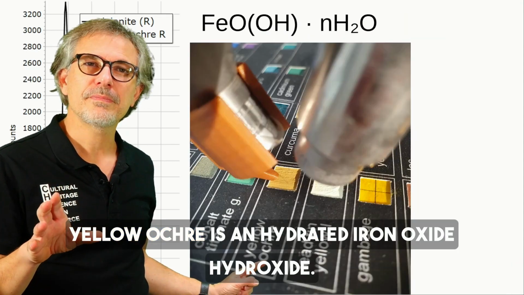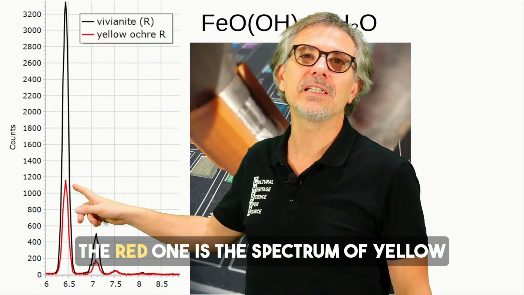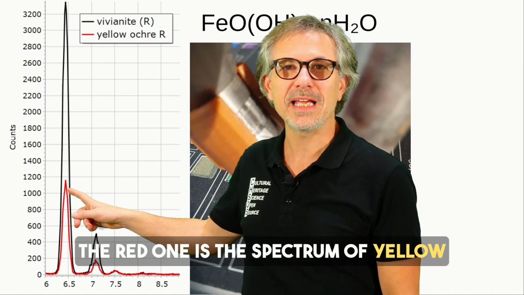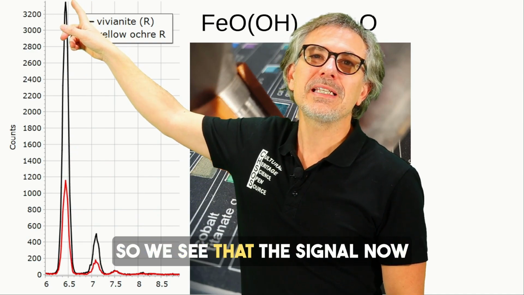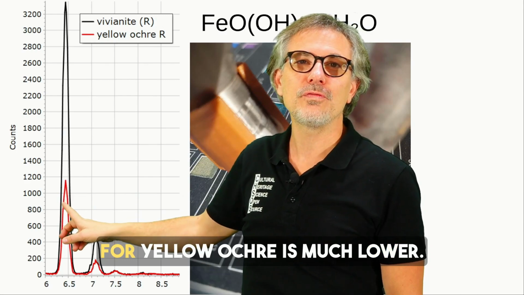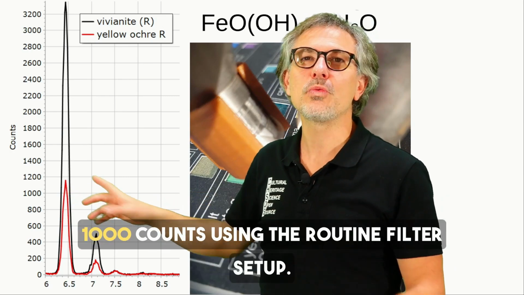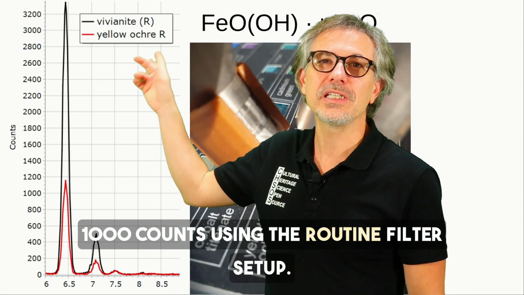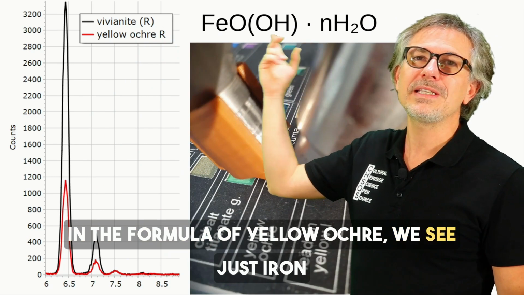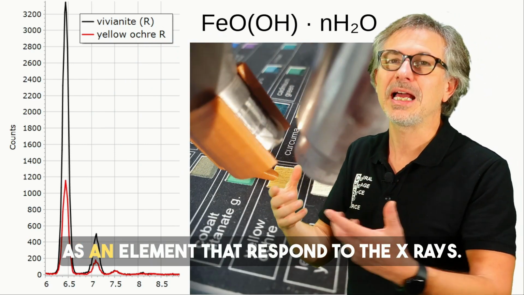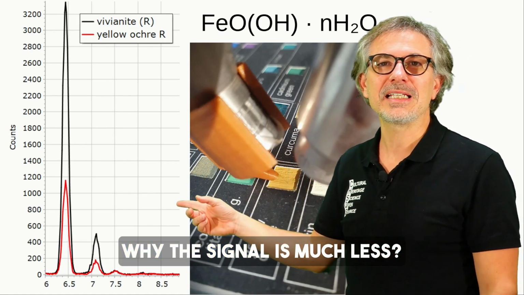Yellow ochre is a hydrated iron oxide hydroxide. The red one is the spectrum of yellow ochre, and it is compared with vivianite. So we see that the signal now for yellow ochre is much lower, in the order of just 1000 counts using the routine filter setup. In the formula of yellow ochre we see just iron as an element that responds to the X-rays. Why is the signal much less?